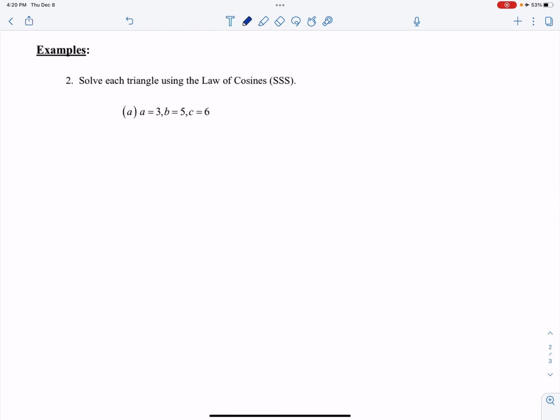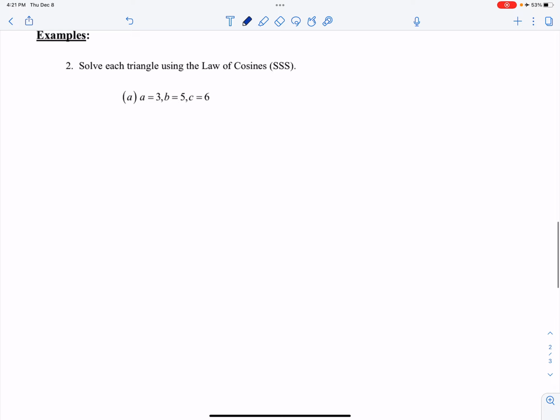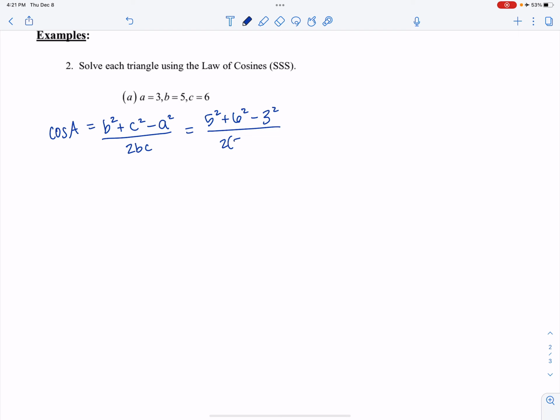Next up, solve each triangle using the law of cosines, side-side-side. So this time they're just giving us sides. We need to find all three angles. So our law of cosines for side-side-side tells us that cosine A is b squared plus c squared minus a squared over 2bc. And that would give us 5 squared plus 6 squared minus 3 squared over 2 times 5 times 6.